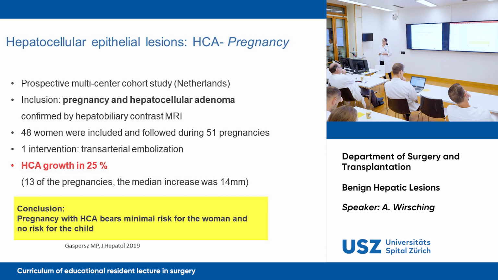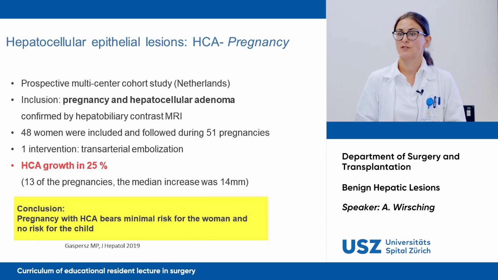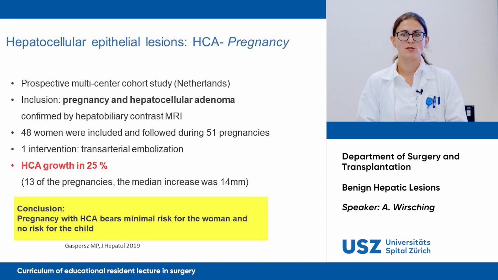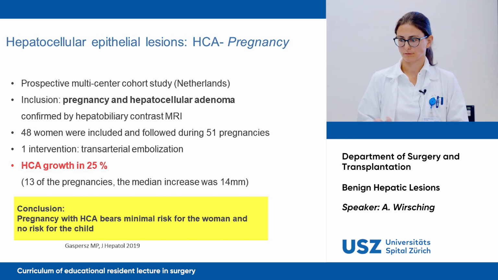Pregnancy has always been discussed because we know that growth of hepatocellular adenoma is induced by oral contraception, and this hormone surge we also have in pregnancy. And so sometimes people have advised against pregnancy in these patients. But the studies done so far, and this is one study from 2019, which followed about 50 patients who were pregnant and had hepatocellular adenomas, showed, yes, there is growth, but there is no risk for the woman or the child. In these 50 patients with hepatocellular adenoma, only one needed a transarterial embolization to stop the growth because it was already 7 centimeters, but everyone else had a good delivery and no baby had any risk.